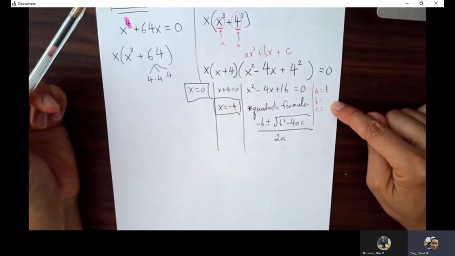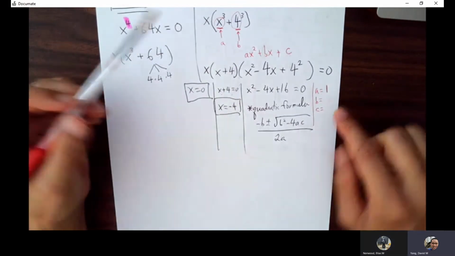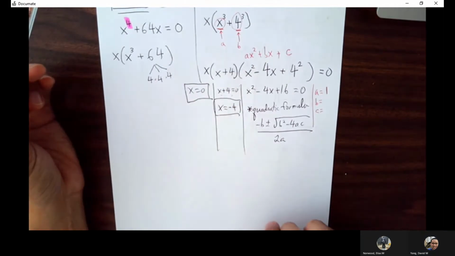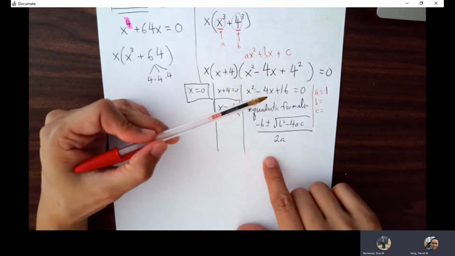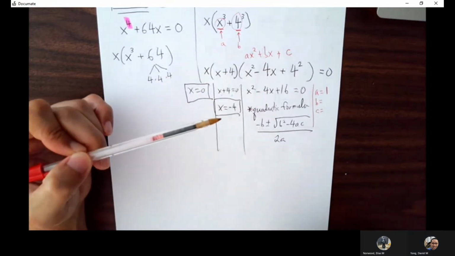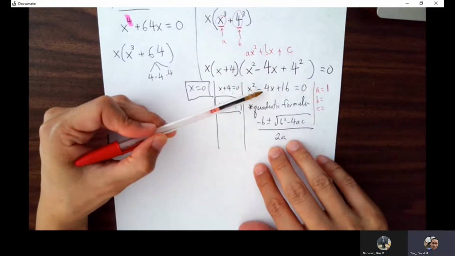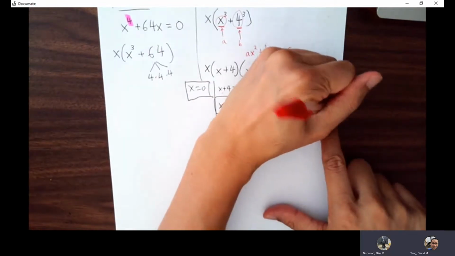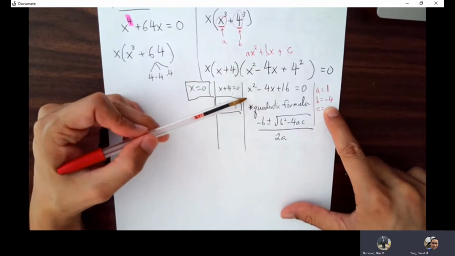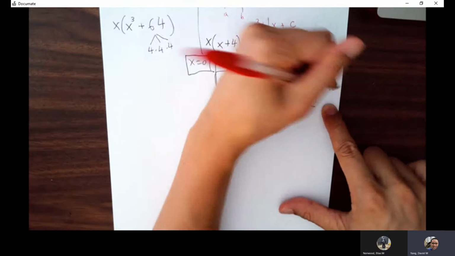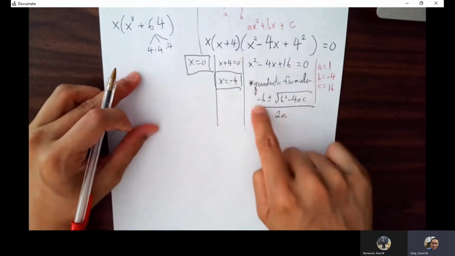Okay. What's the b value? Actually, the b is just the number in front of the x. What's in front of the x? Close. Negative 4. Does that make sense? Yeah. And what's the c value? 16. Yeah. All right, so we have everything that we need. Insert into the formula here.